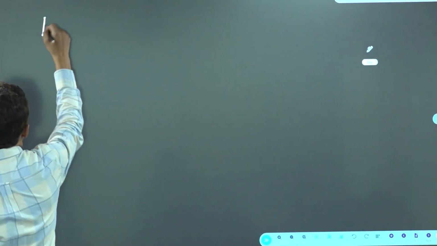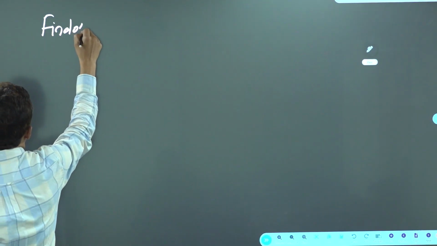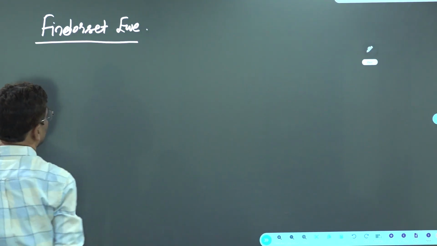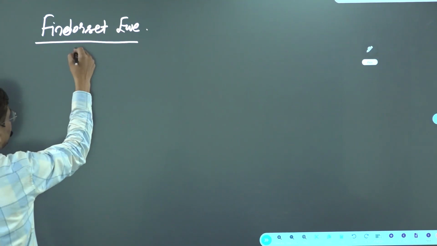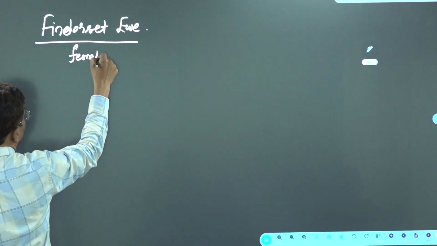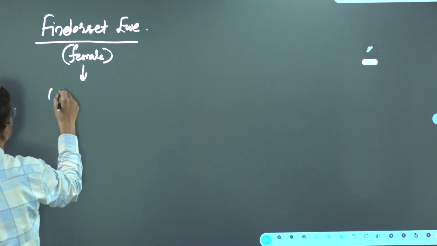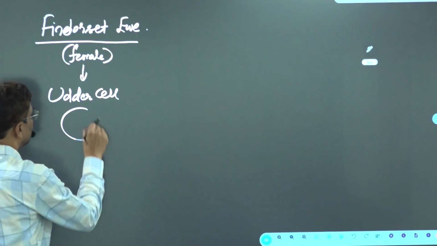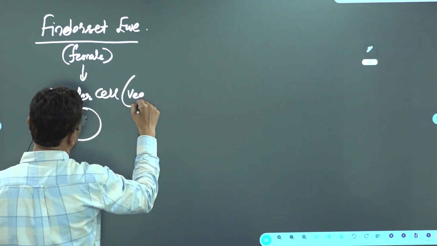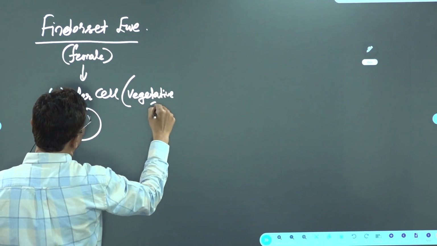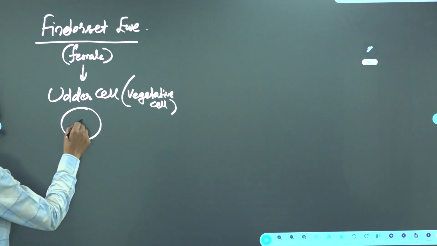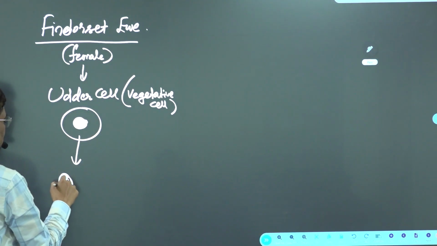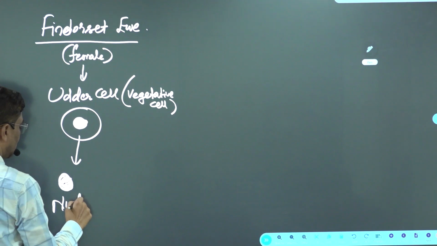So first, Ian Wilmut took a sheep called a Finn Dorset ewe. It is a female sheep. He collected an udder cell. Udder cell means it is a vegetative cell. He isolated the nucleus of this udder cell.